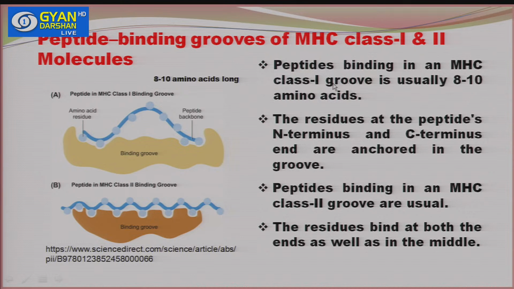The peptides that bind on MHC class first groups are usually 8 to 10 amino acids, and the residues at the peptide's N terminal and C terminal ends anchor to the groups. Peptide binding of the MHC class second group is usually around 13 to 18 amino acids, and the residues bind at both ends as well as in the middle. But in the case of class first, in the middle they will not bind to the binding groups, while in the case of the MHC second molecule, they will bind in the middle also. So this is the peptide binding groups of MHC class first and MHC class second.